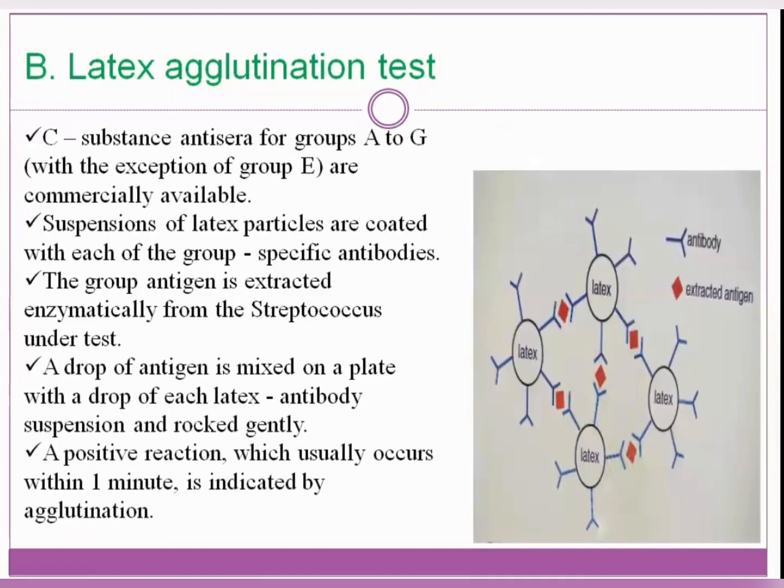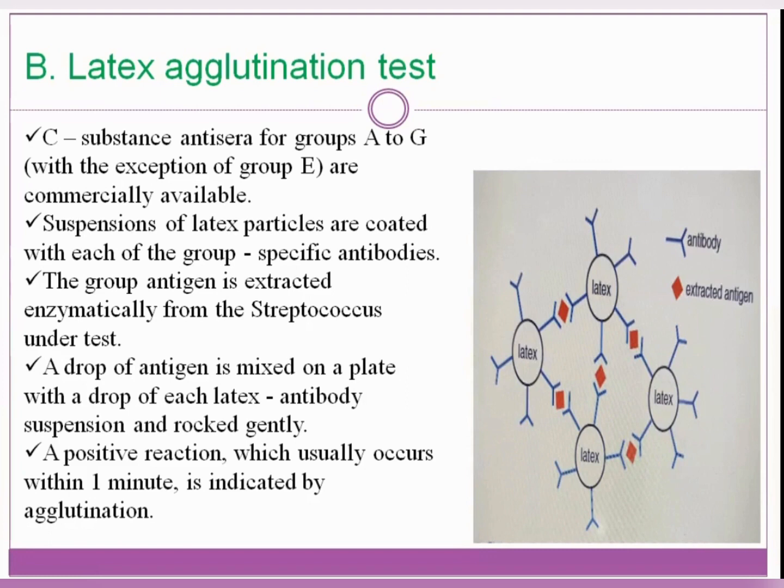Second one is the latex agglutination test. C substance antisera for the groups A to G, with the exception of group E, are commercially available. Only antisera of the C substance of groups A to Z. A to Z are the Streptococcus bacterial groups. So A to Z antisera are commercially available. The exception is group E; they are not available for group E.